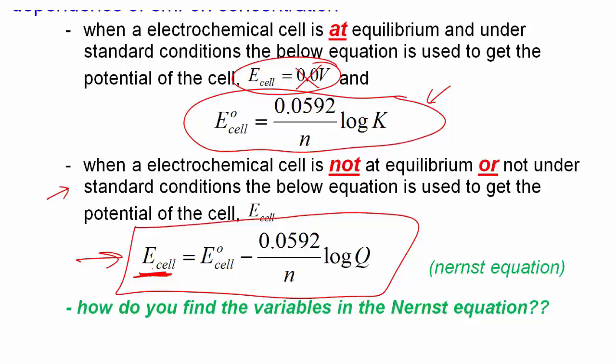Okay? So how do you find the variables in this equation? Well, E0 cell, just like before, we use the tables, right? n was the number of moles of electrons that cancel in the overall reaction. Q, remember what Q is called? The reaction quotient. Do you remember when we replaced K with Q, when you were at non-equilibrium concentration conditions? So Q is just an equilibrium constant expression. It's just that you're not at equilibrium, so they call it a Q instead of a K.